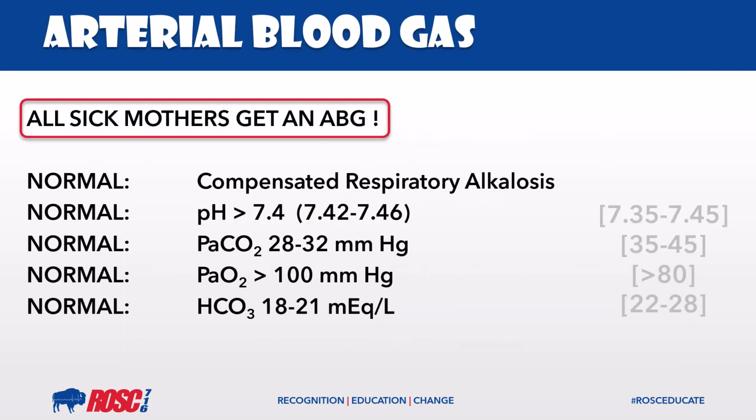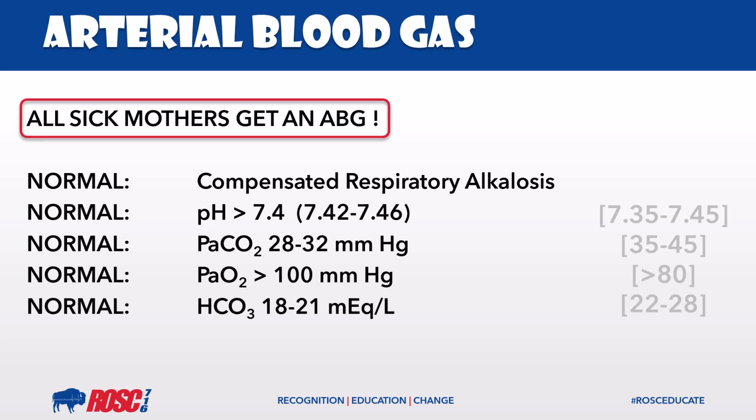Now let's take a look at arterial blood gases. As most of you know, I'm the first person to tell you stop drawing so many blood gases, stop drawing ABGs and get VBGs instead. But in this case, in obstetrics, all sick mothers get an arterial blood gas. And this is due to several subtle changes in normal range values. In addition, it's also to aid in early recognition of critical illness.